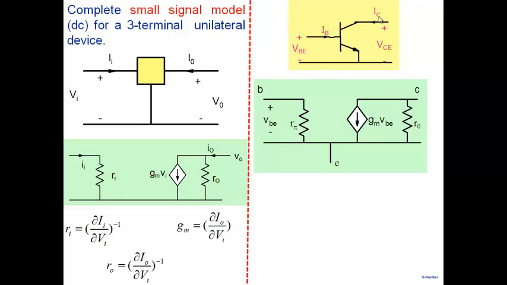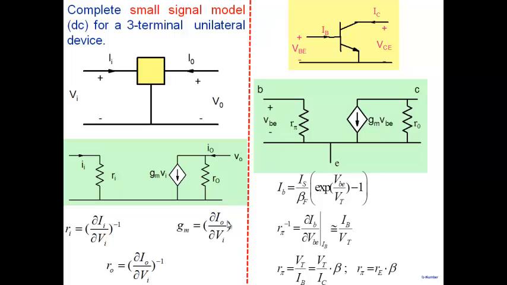Now, we already have an expression for IC in terms of VBE, and we have expressions for IB in terms of VBE. And so all we need to do is take those expressions, take the derivatives, and get the values here. Okay, so this is something that we already have. IB is IS by beta F exponent VBE by VT minus 1. Note that between base and emitter, I have a diode. So my base current is exponentially related to base emitter voltage here.